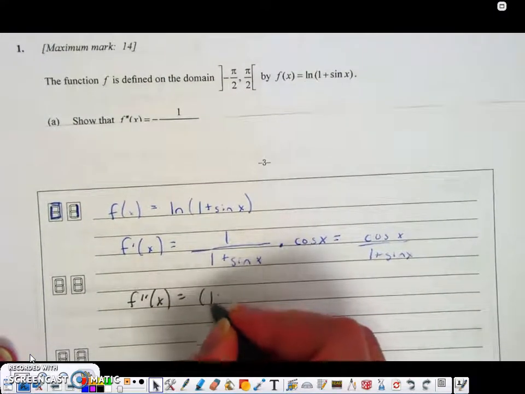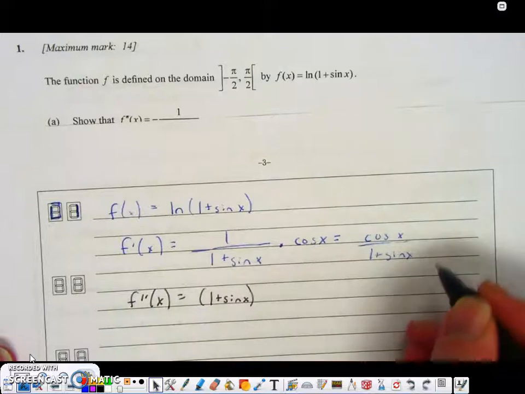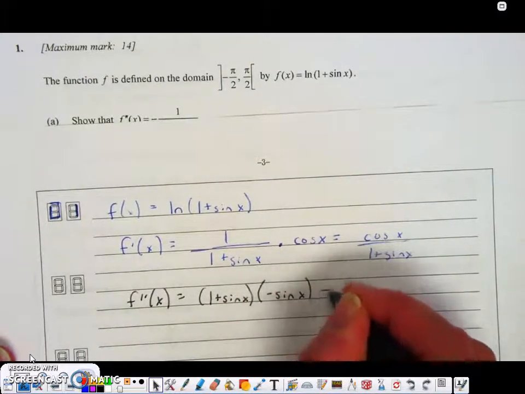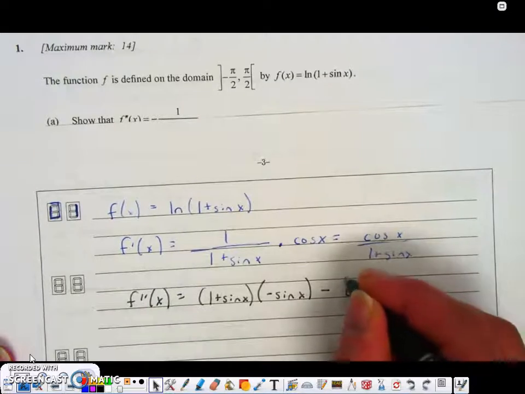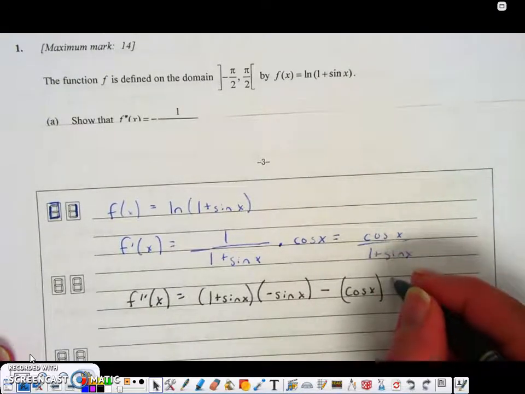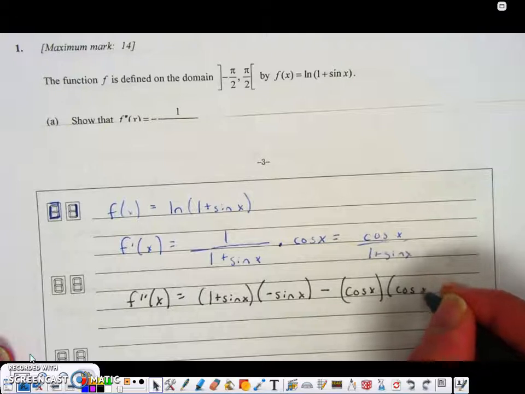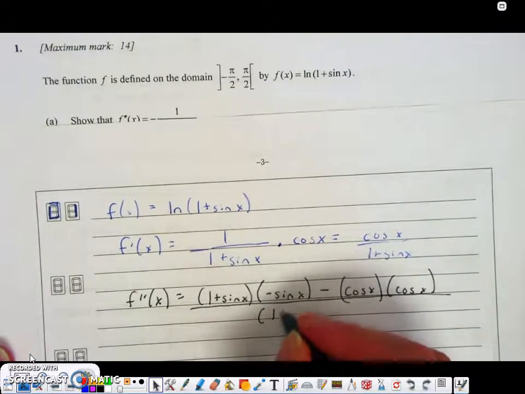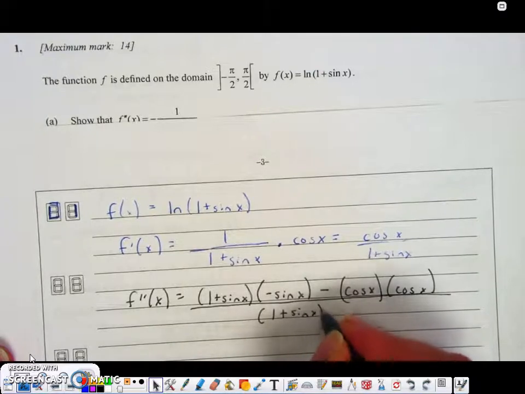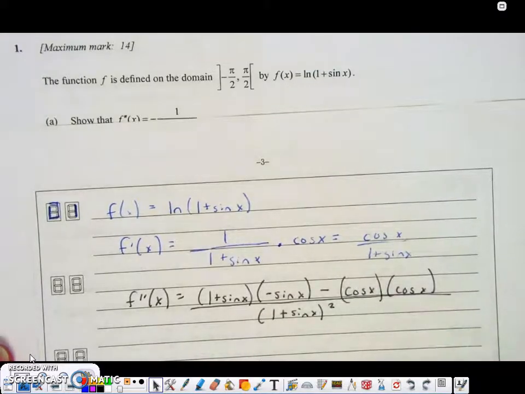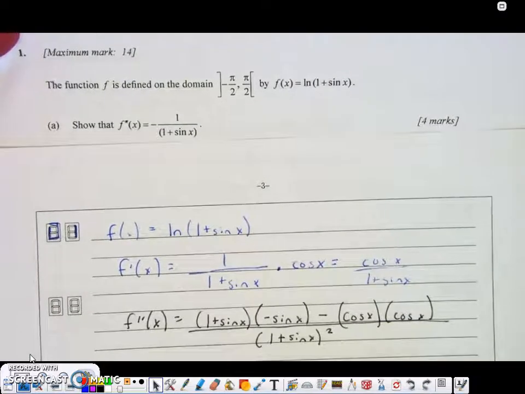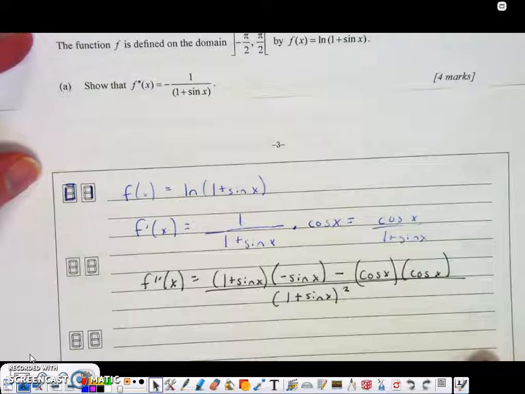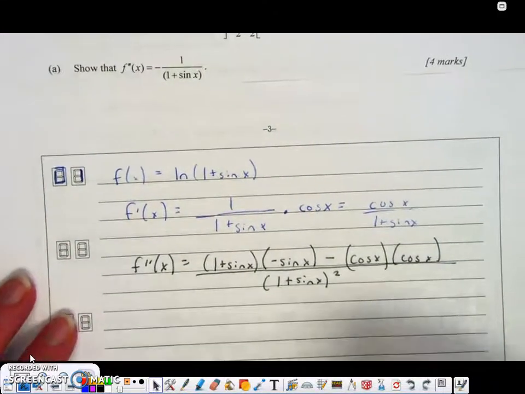Okay, so we're going to go low, d high, so the derivative of cosine is negative sine, minus high, d low, the derivative of 1 plus sine x is just cosine x, over low squared. Okay, now it'd be nice if we were done, but it did tell us that we needed to make it look like that. It definitely does not look like negative 1 over 1 plus sine x. So we need to do some simplification.